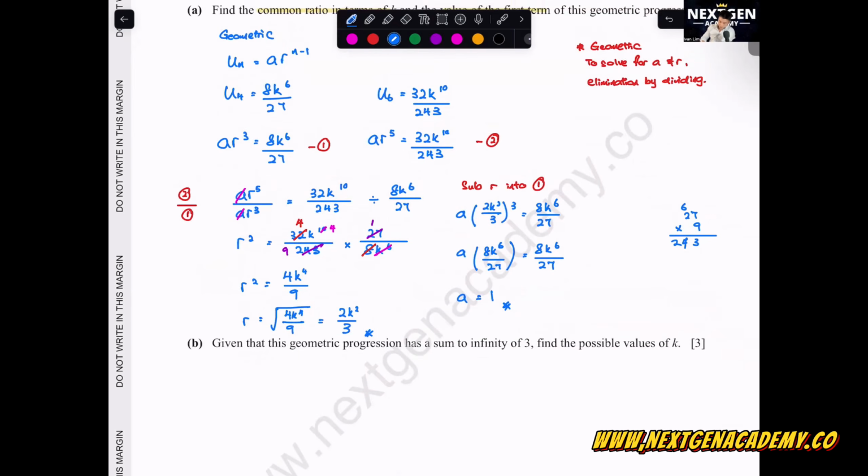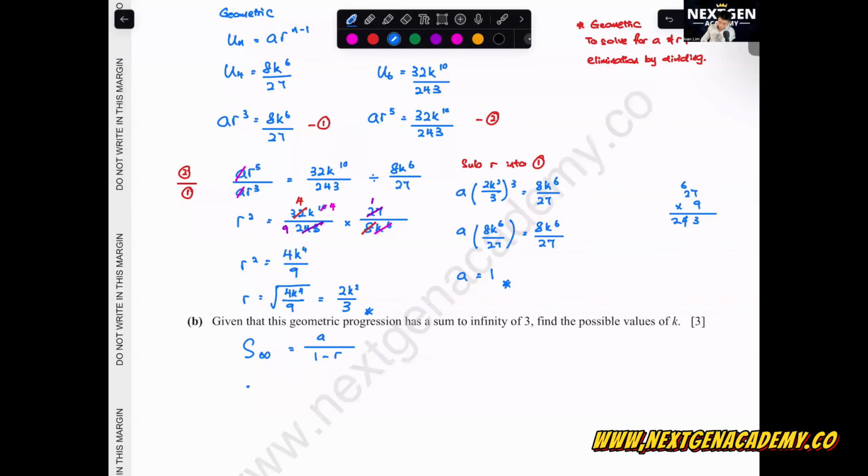Formula for sum to infinity, if you don't know, just copy from the front. S infinity equals A over 1 minus R. They gave us the value, they say this is equal to 3. Okay, we found the A and the R value from the top. So 1 over 1 minus 2k squared over 3. Okay, let's solve for this.